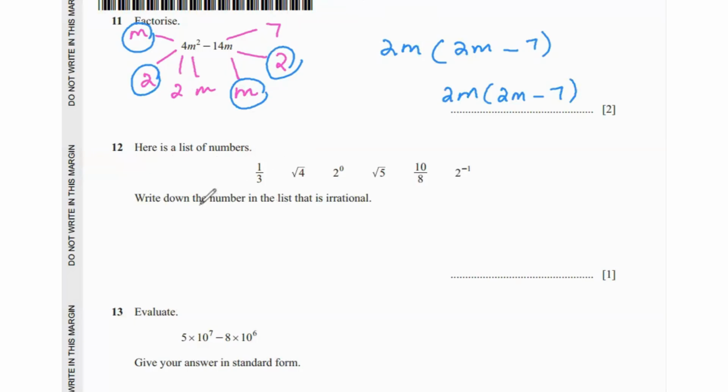Then it says here's a list of numbers. Write down the number in the list that is irrational. Irrational numbers are numbers that cannot be expressed as a fraction. 1 over 3 is already a fraction, so that's not irrational. Root 4 is equal to 2. 2 to the power of 0 is equal to 1. Remember, anything with the power of 0 is always equal to 1. Root 5 would be irrational because it's not a square number. 10 over 8 is 2, and 2 to the power of negative 1 is basically 1 over 2. So that clearly shows that root 5 is our irrational.